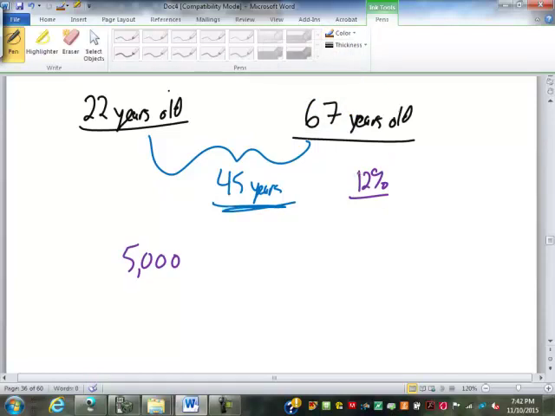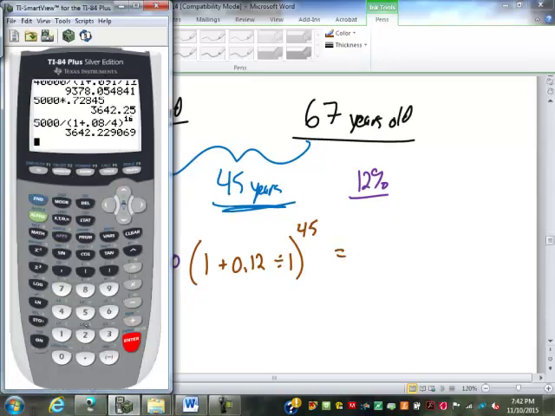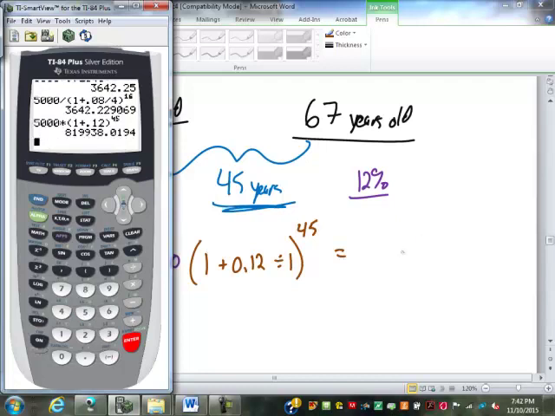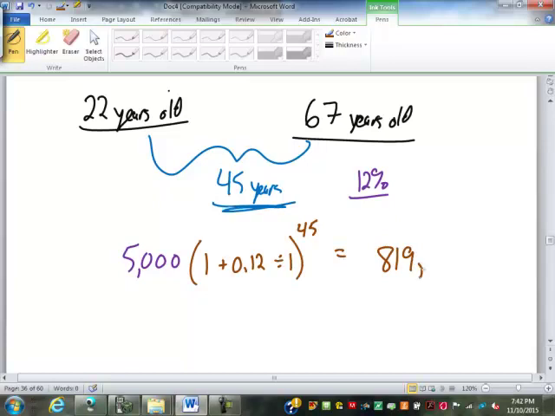So let's compound this annually. So that's going to be 1 plus 0.12 divided by 1. That's compounded annually, so it's only once a year. To the power of, well, 45 times 1 is just 45. Anybody want to guess what this is going to turn out to be? $819,938. Over $750,000. That's if you start at age 22.